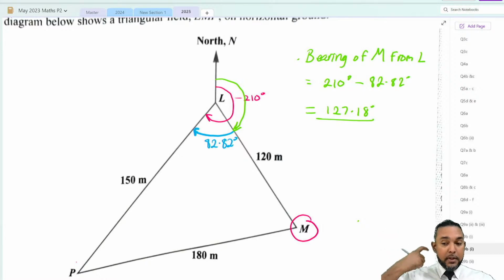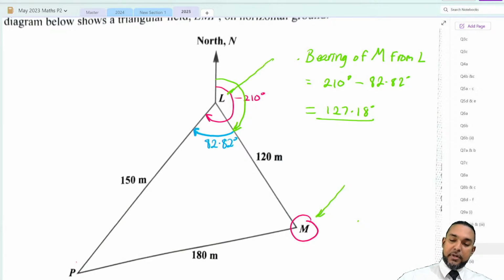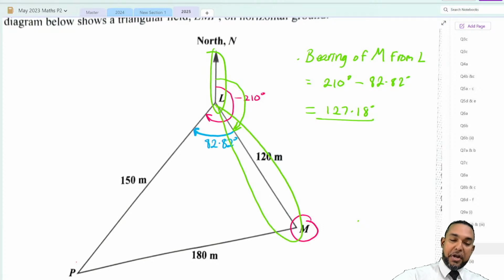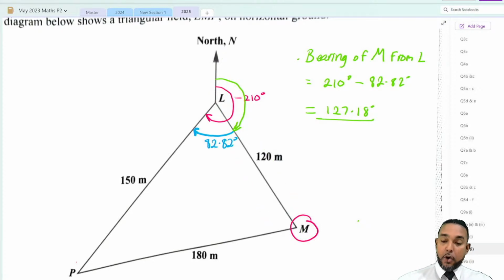Once again, they wanted the bearing of M from L, which is this point here from this point here. That's given by the green angle, the clockwise angle between the north line at the start point and the line joining the 2 points. We were given the pink angle, the bearing of P from L, and in the previous part we found the blue angle. We noticed that green plus blue gives the pink. So if you take pink minus the blue, you get the green.